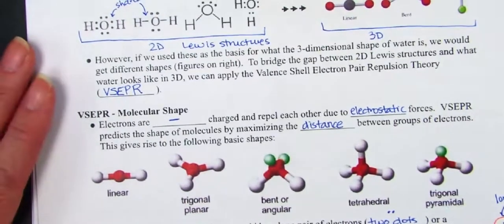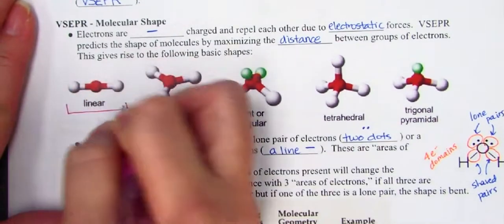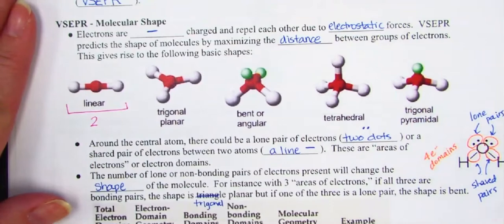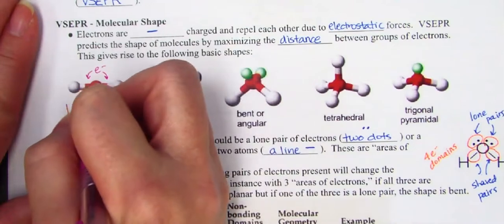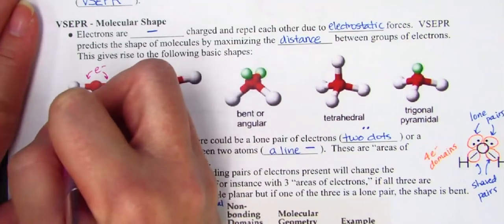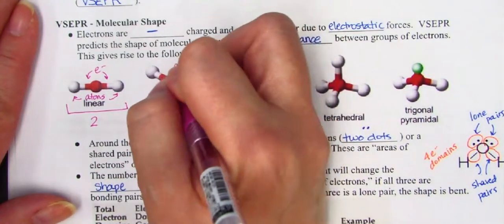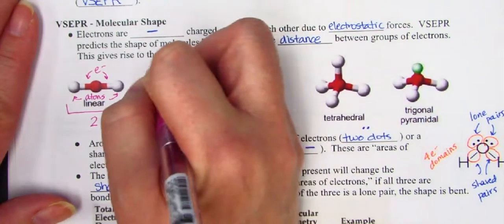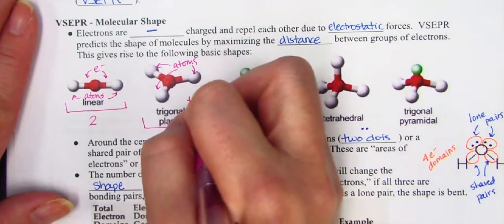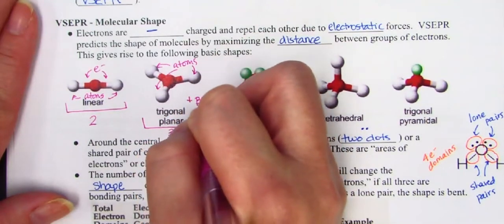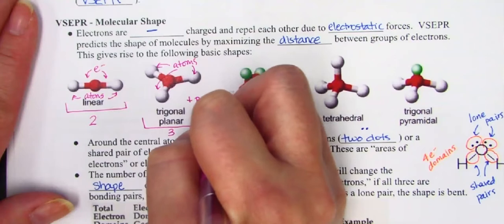So, to summarize, if I have 2 electron domains, my electrons are here and my atoms are out here, and I get a linear shape. If I have 3 electron domains, here again are my atoms, and so I'll be trigonal planar. I can also have a bent shape if I have 2 atoms and a lone pair. That's just not pictured here.